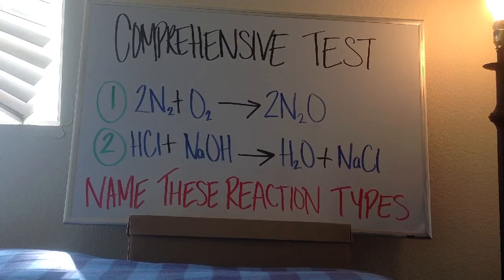Comprehensive tests. Number 1: 2N2 plus O2 gives a new product 2N2O. Number 2: HCl plus NaOH gives the product H2O plus NaCl. Name these reaction types.